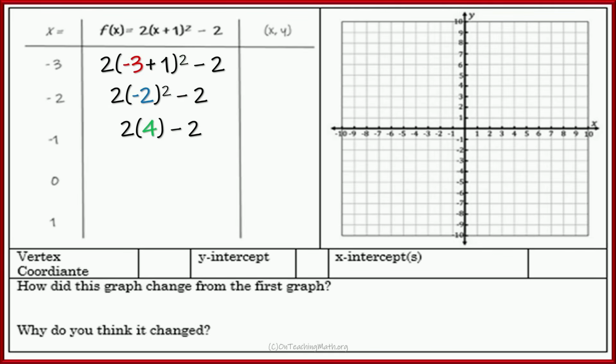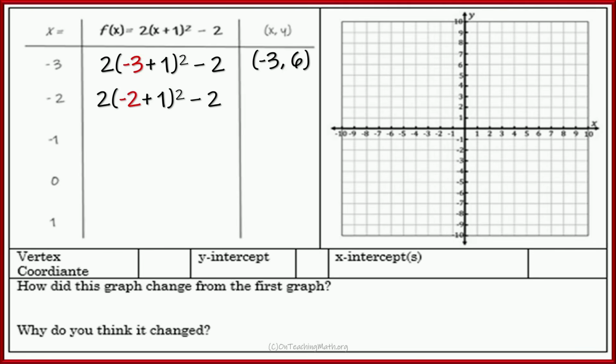So negative 2 squared is 4. Now we can multiply by 2. 2 times 4 is 8. 8 minus 4 is 6. So when the input was negative 3, the output was 6. All right, doing the same thing with the rest. Negative 2 plus 1 is negative 1. Negative 1 squared is 1. 1 times 2 is 2. 2 minus 2, 0. All right.